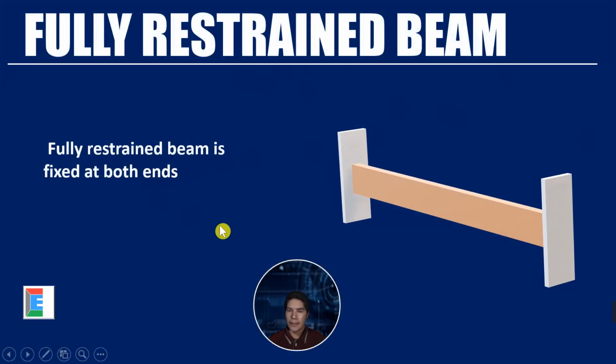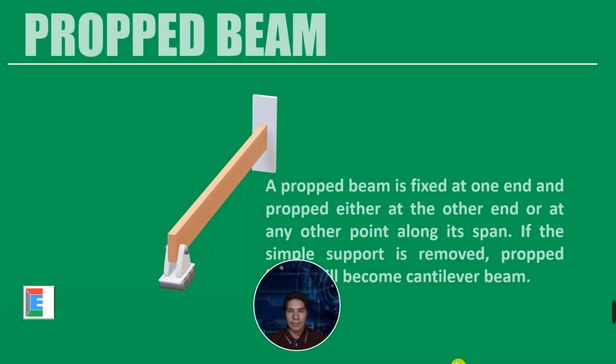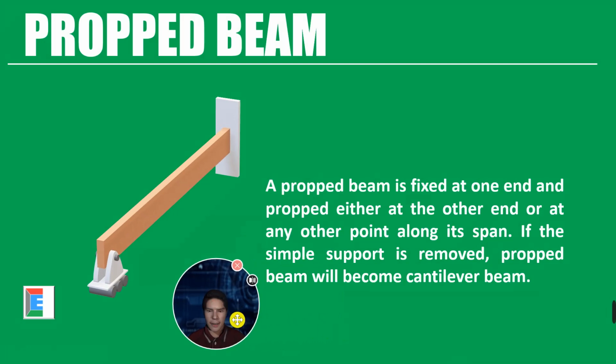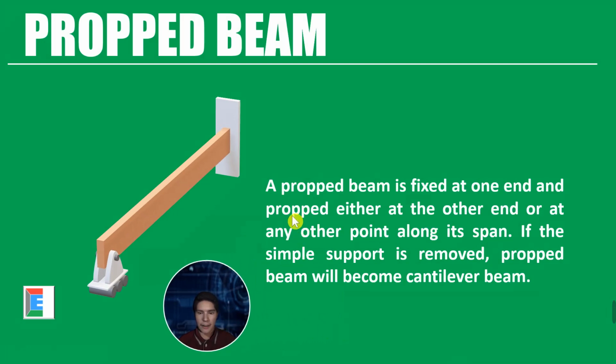For the fully restrained beam, it is fixed at both ends, as shown here. And for the prop beam, it is fixed at one end and propped either at the other end or at any other point along its span. So if the simple support is removed, prop beam will become cantilever beam.